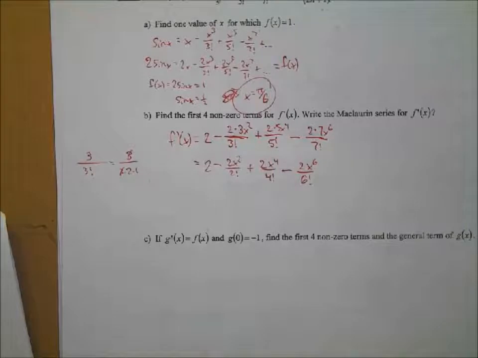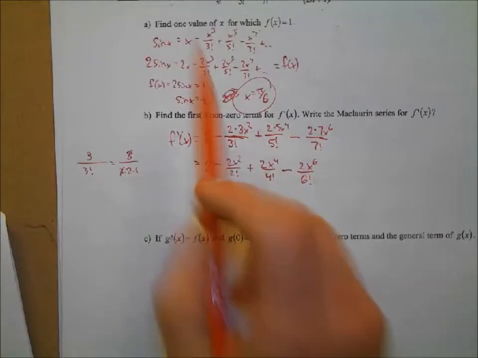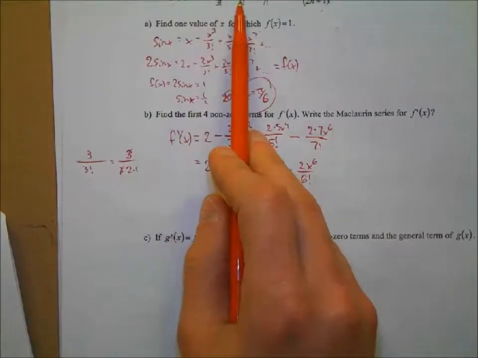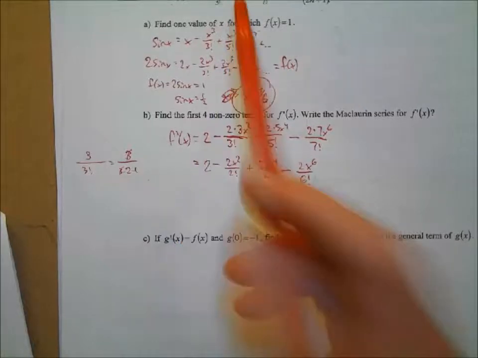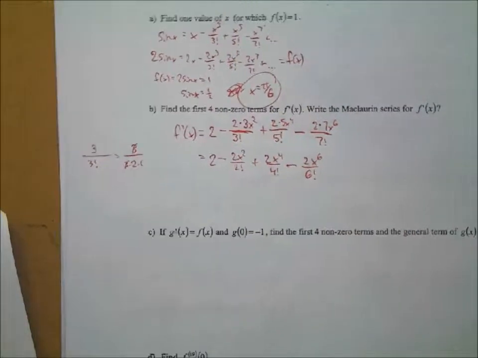Now, wait a minute. What is this? 2 cosine x. Wait a minute. What was this? 2 sine x. Are we just saying that the derivative of 2 sine x is 2 cosine x? Yes. That's what we just figured out. Woohoo! It works though, right?